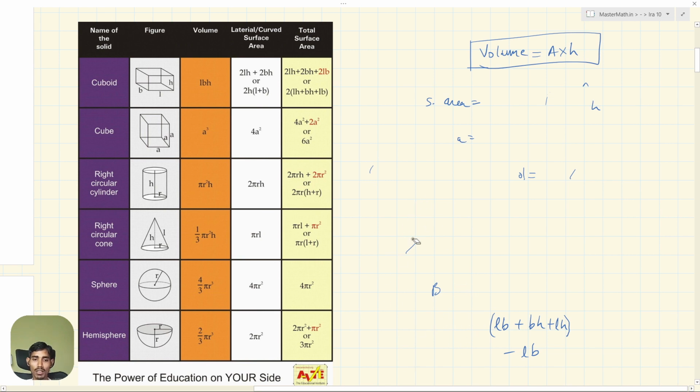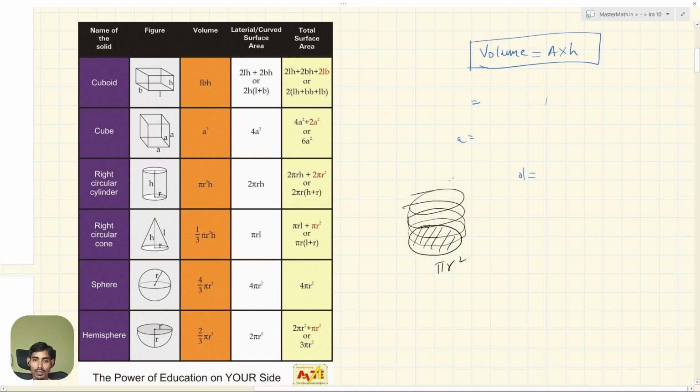So if you want the curved surface area, okay, first let's find the base area. Then we'll come to that. So the base is this, and the base area is pi r square because it's a circle. And if we stack plates to a height h, the volume is easy to find: area into height, that is pi r square into h. This is the volume of the cylinder.